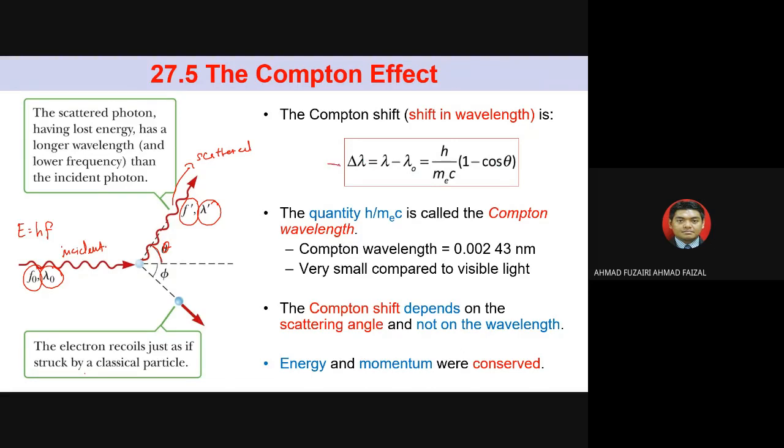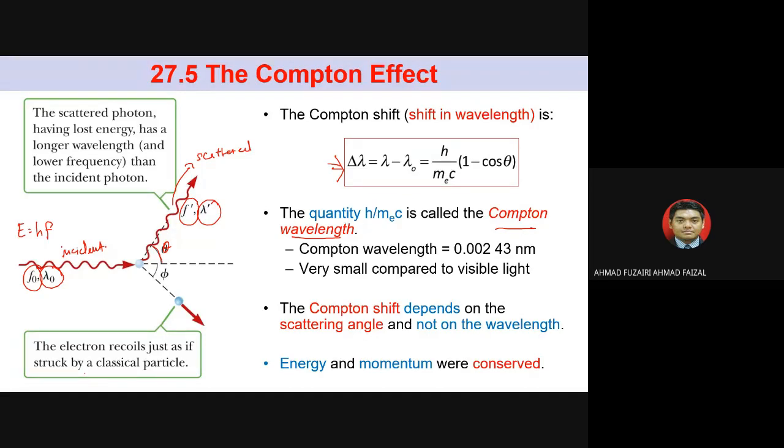Okay, this is the original Compton shift formula. The quantity h over mec is called the Compton wavelength. It's not quantum, it's a Compton wavelength, because the physicist Compton discovered what happened during the collisions between the incident photon and the electron.